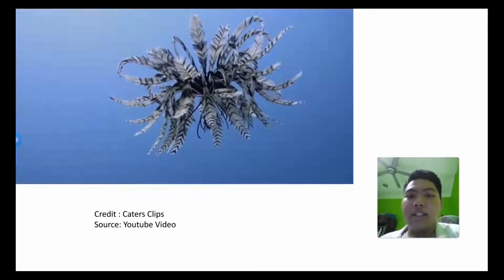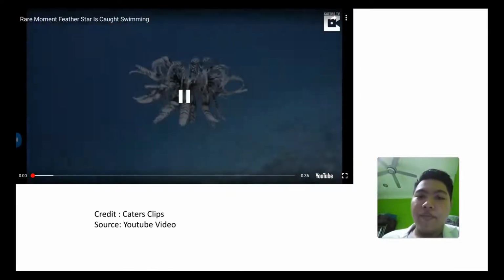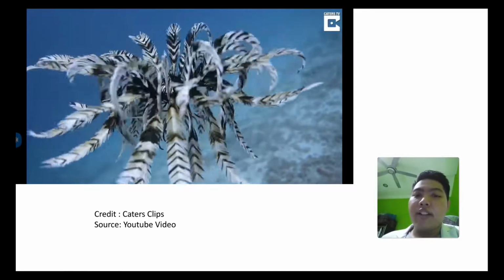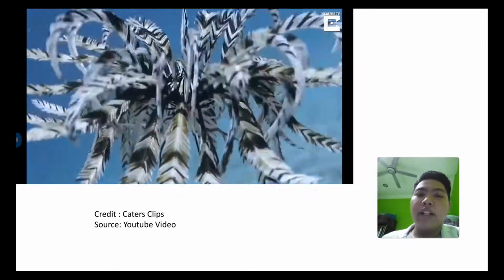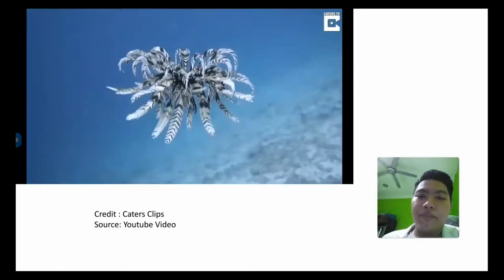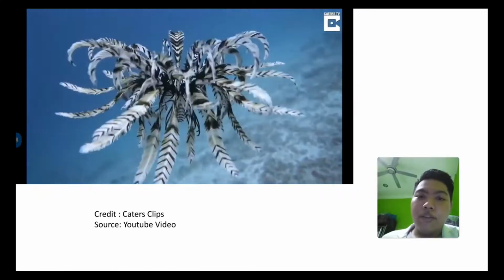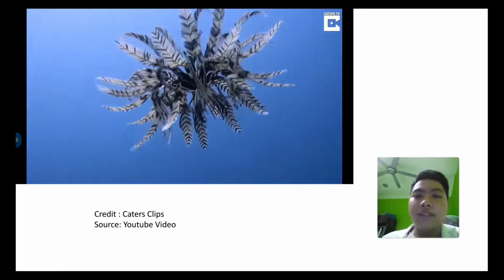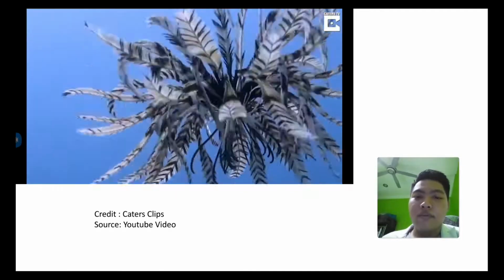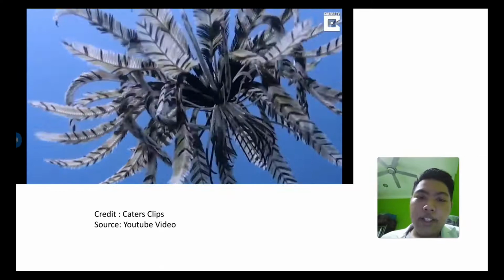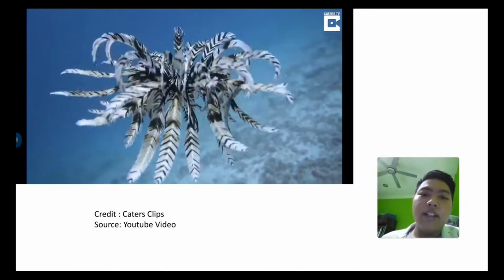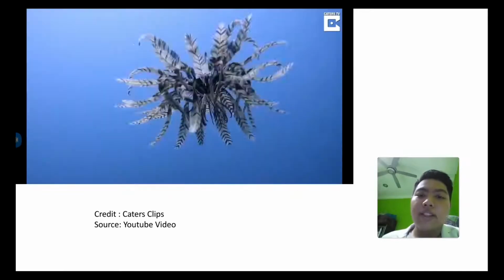Okay, let's see the video. This is how the sea feather, or the crinoid, moves by wriggling their arms. By moving their arms like a feather, they move like a feather. So this is the holdfast. This is the arm or the rays.